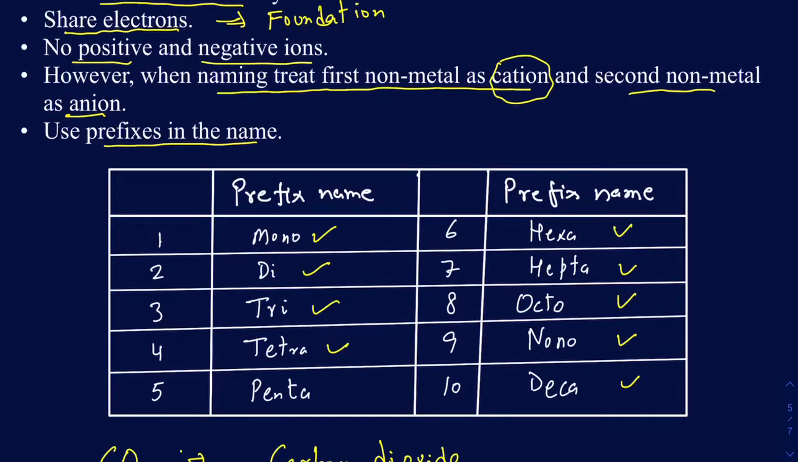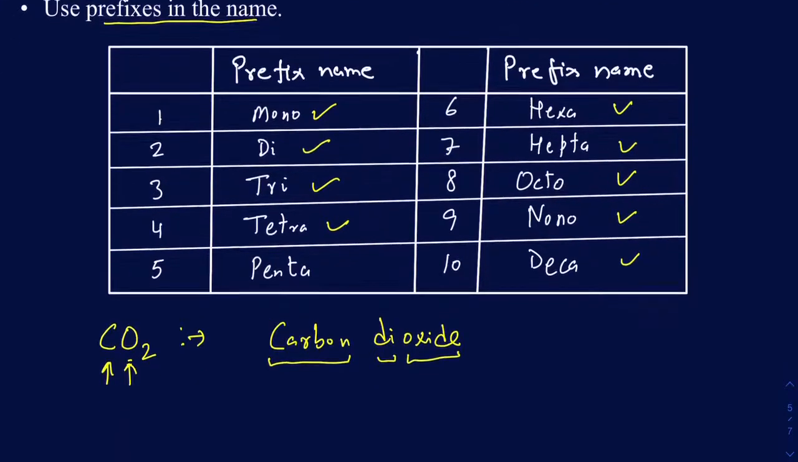Then we have oxygen as our second element in there. Since it's the second element, we're going to treat this as an anion. So if oxygen is being treated as an anion, how is the name going to be? Well, it's going to end with ide, right? It's going to end up as oxide, obviously. And since there are actually two oxygens, I would have dioxide there. So that's why it's called carbon dioxide.